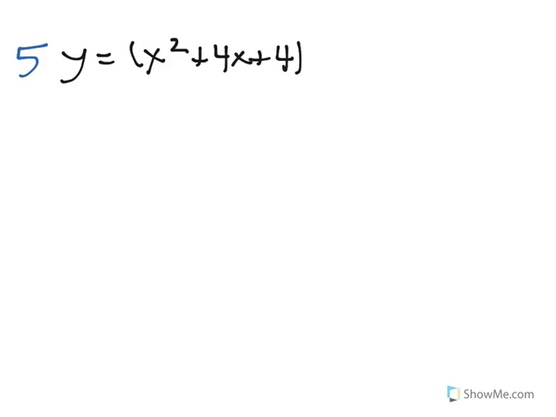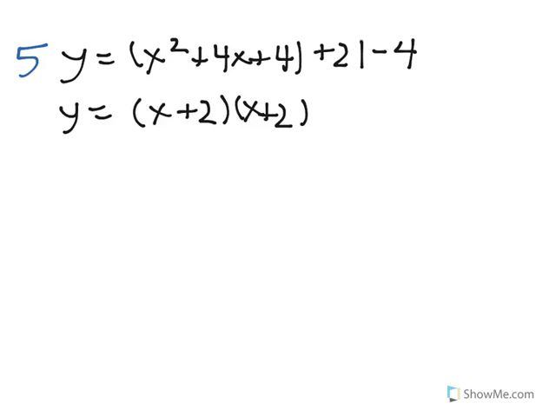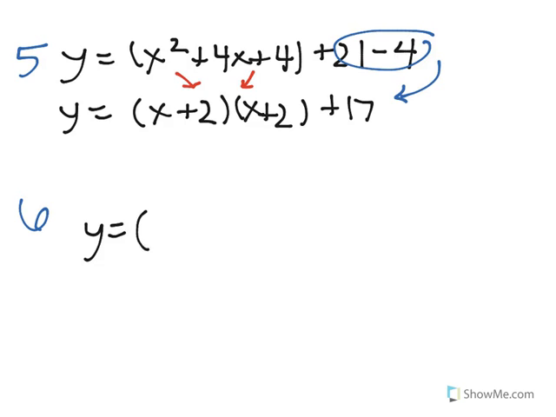For the fifth step, we're going to need to factor. So we'll take what's in the parentheses, which is x squared plus 4x plus 4, and we're going to need to simplify that. And that will factor to x plus 2 times x plus 2, and then plus 17 on the outside because that's 21 minus 4. So now for our sixth step, we needed to put it into vertex form. So you can write this as y equals (x plus 2) squared plus 17. And that's your final answer.